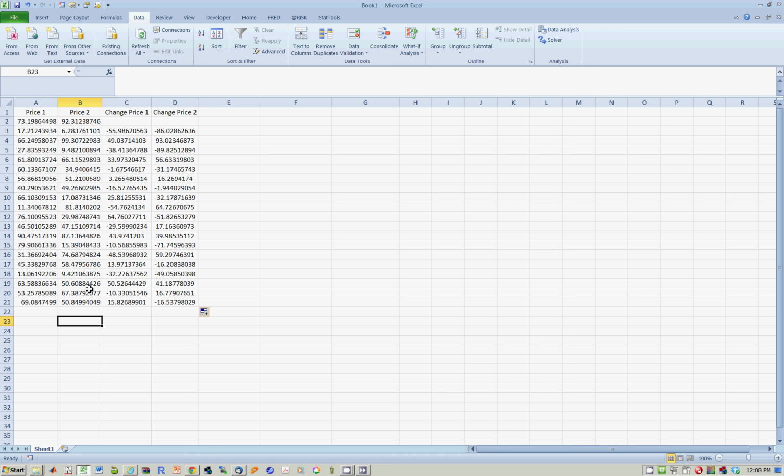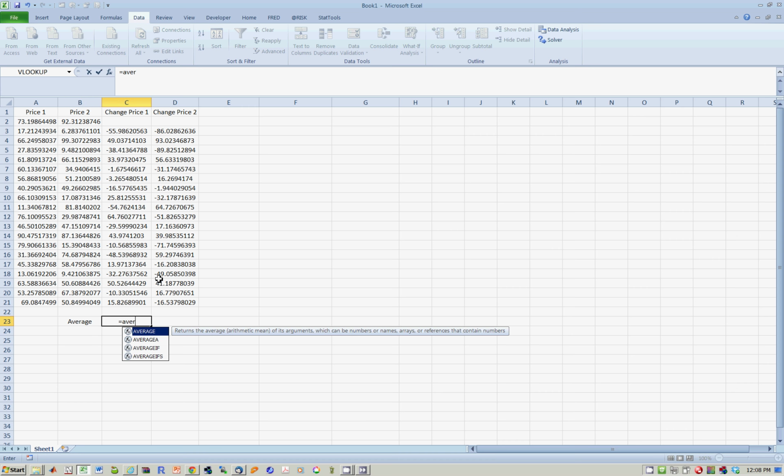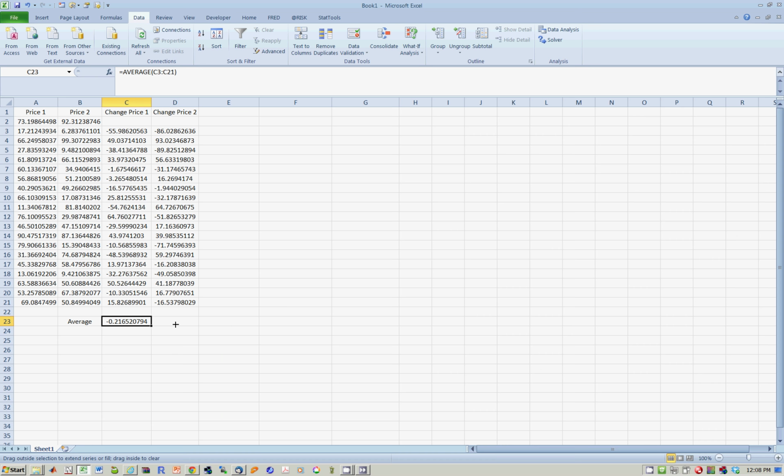Supposing now I want to calculate the average change in price. So here's one way of doing it. I type the average command in, and then it's asking me what I want the average of. So I want the average of these numbers right here, and I hit enter, and that's the average right here. Let's do the same thing. In fact, you don't need to type it again. You can copy the formula to the right, and it'll compute the average.